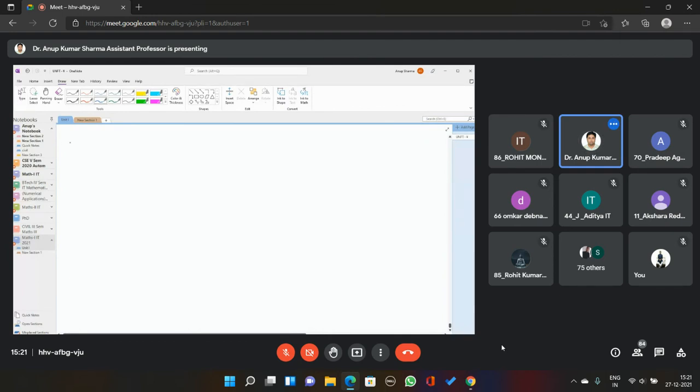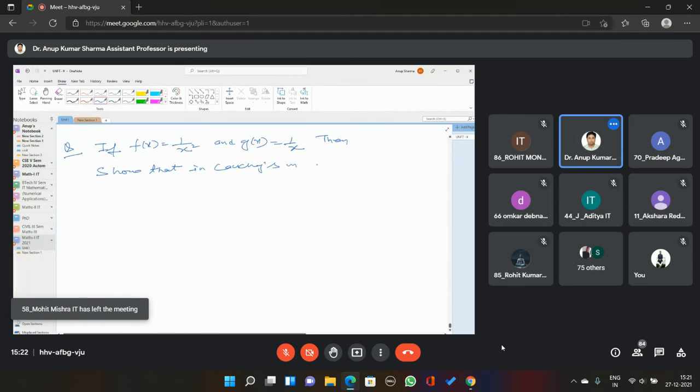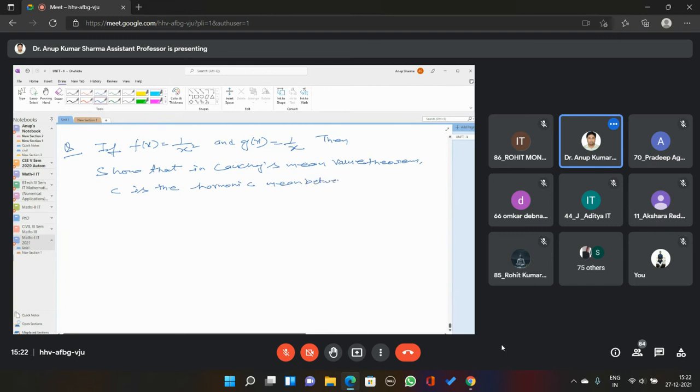Next question. If f(x) is equal to 1 upon x squared and g(x) is equal to 1 upon x, then show that in Cauchy's mean value theorem, c is the harmonic mean between A and B. Solution.